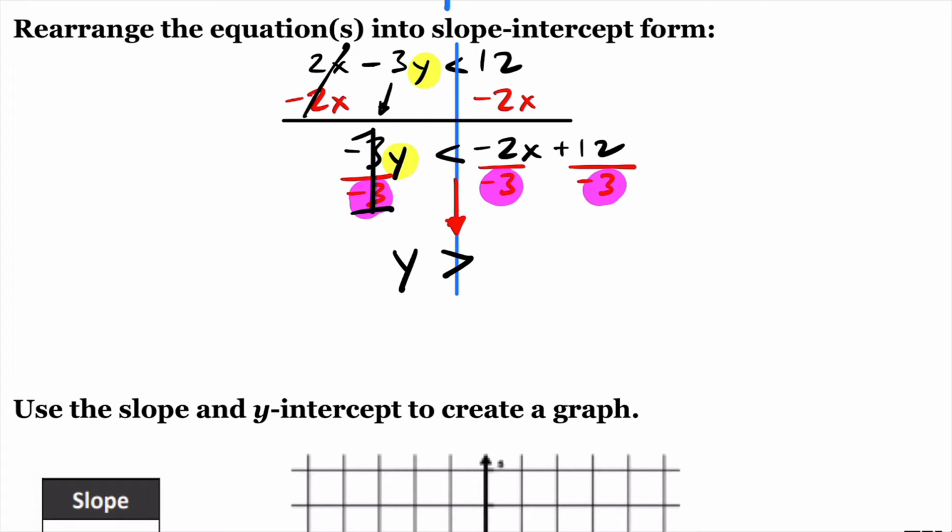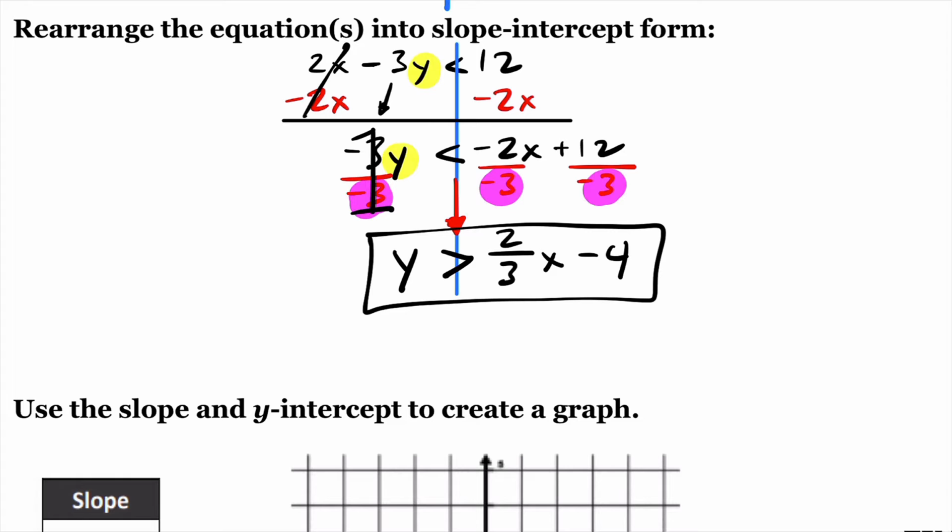2/3. 2/3 is a fraction, but they're both negative, right? So two negatives, when you're dividing them or when they're in a fraction, make a positive. And then negative 3 goes into 12 how many times? Negative 4 times. Good. Step 1 is done. Y is by itself.